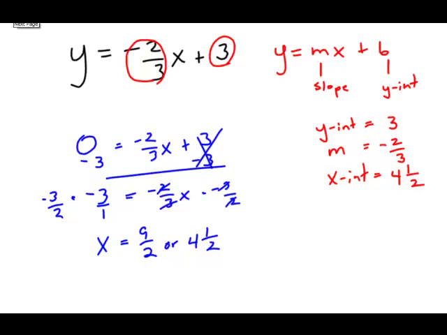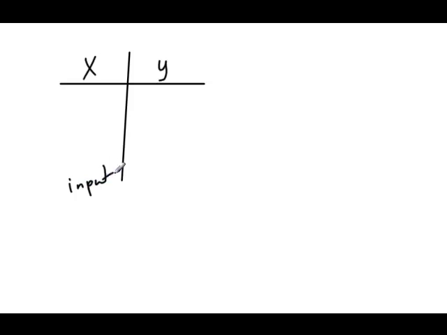So now let's do a different type of function. Let's take a function table. So we'll do our function table with just a simple t-table. So this is our x input, this is our y output. So we have to remember the vocabulary. Input is also our domain. Output is our range.